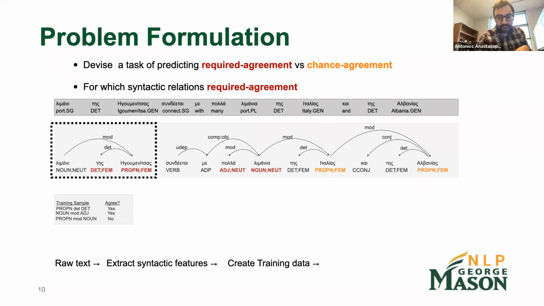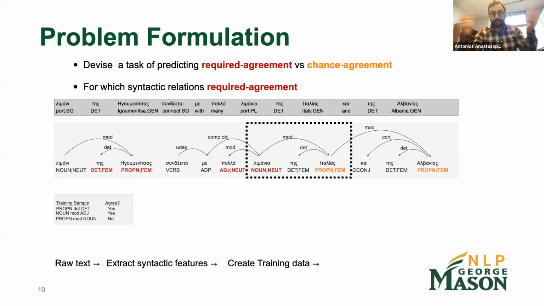We're also going to have, for example, here, a link between the first and the third word, where a noun and a proper noun are connected through a modifier link, and these do not agree in terms of their gender.